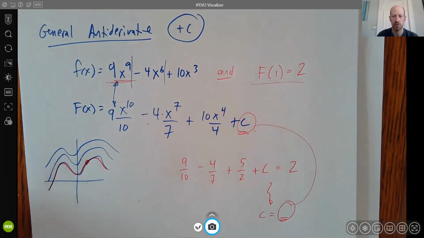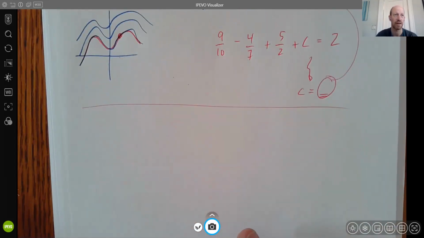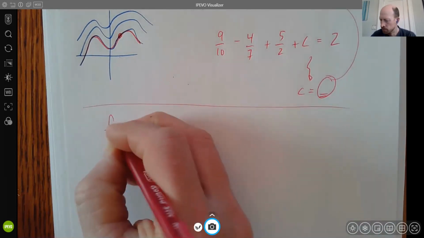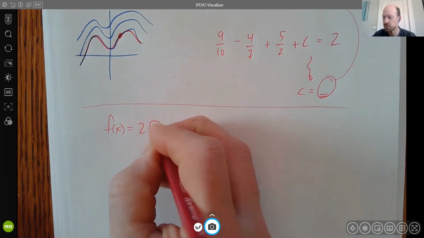And then there was also a question on number 11. So same general question, find the antiderivative. But a different kind of function.